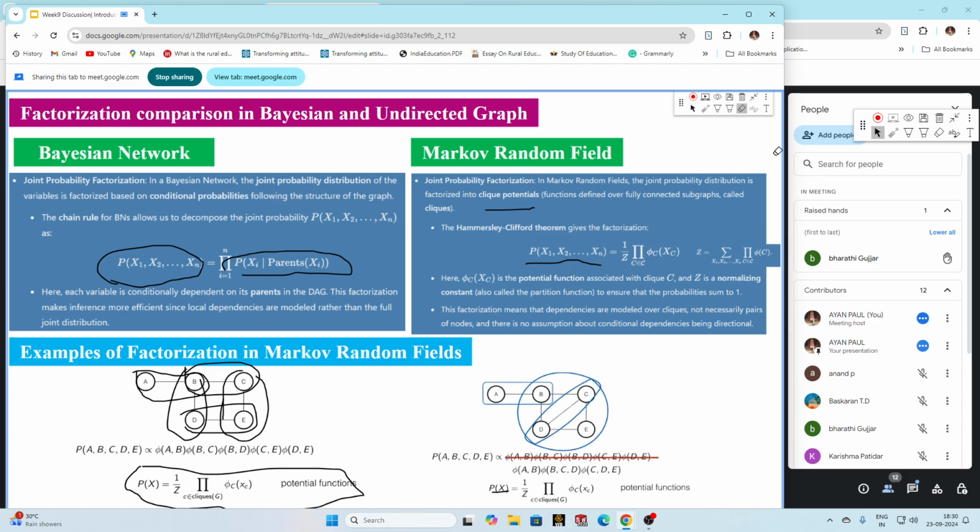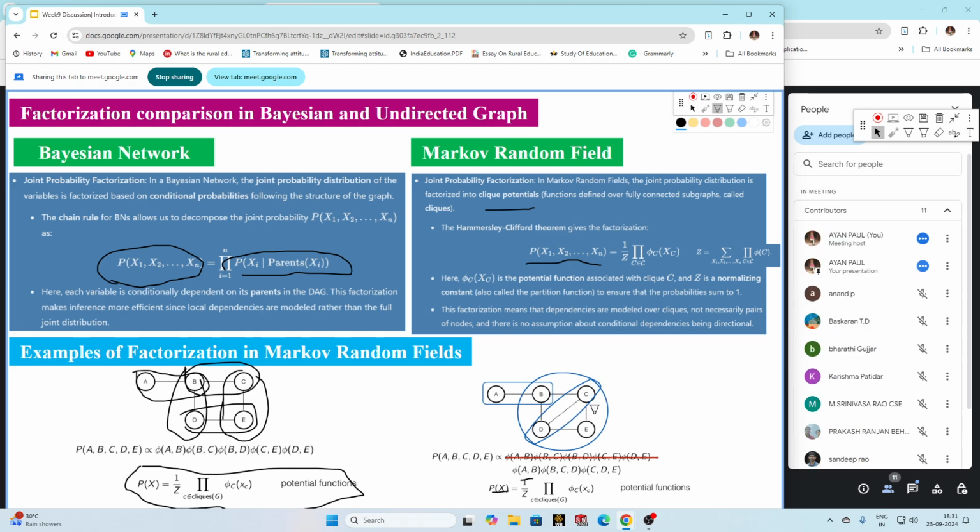Now another example. As it is a directed graph, it can be joined or made cyclic from anywhere. So if we join D and C, how can we build our clicks? We can build them as AB, then BCD, and then CDE. So we can make three clicks, or three subgraphs, and then again we will write our probability in terms of the click potential function.